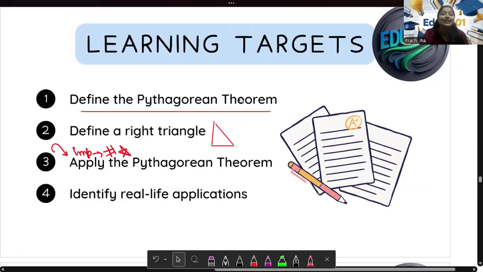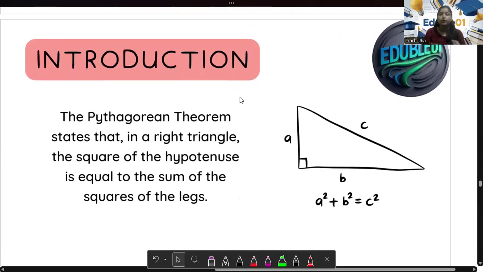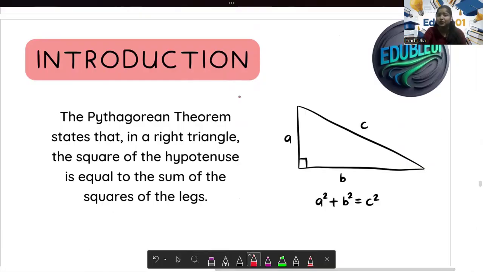That's wonderful. Let's begin. So first of all, as you can see, the introduction. What is a Pythagorean theorem and what it states? So this is the actual theorem. Let's just read it first. The Pythagorean theorem states that in a right angle triangle, the square of the hypotenuse is equal to the sum of the squares of the legs. So let's just first try to understand and break the theorem one by one.